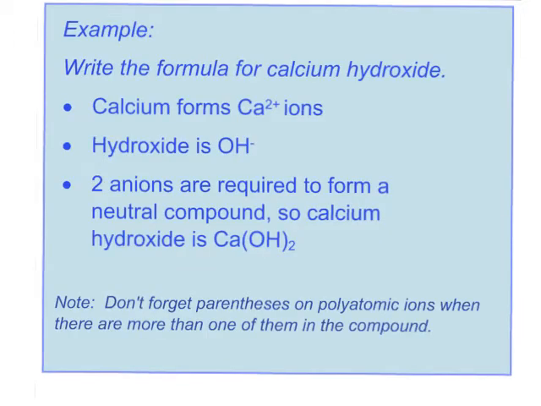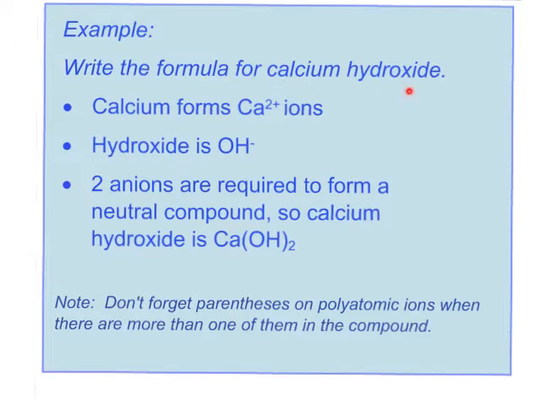Okay, let's look at some examples. First, let's write the molecular formula for calcium hydroxide. Here's our name, and we need to write the formula. So when we look at this word, hydroxide should clue us in to polyatomic ions. This is a polyatomic ion.